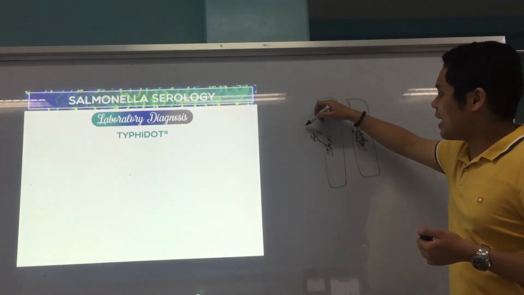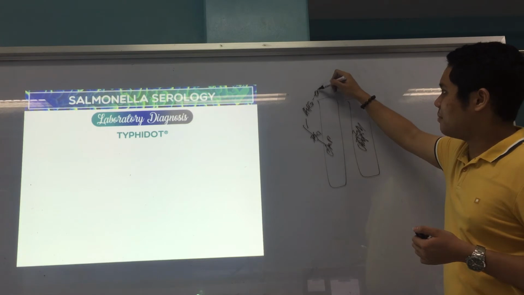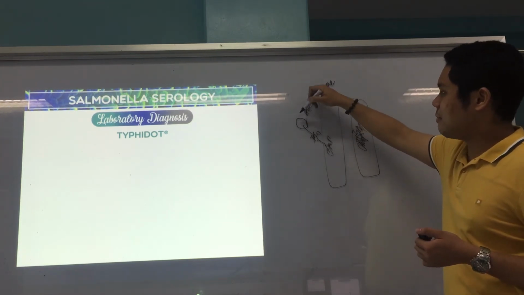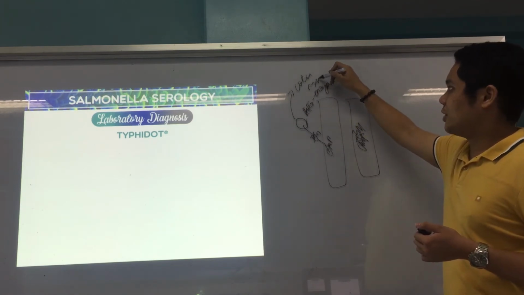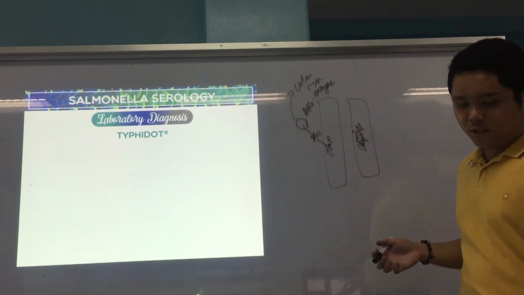And then of course, you then add your AHG reagent with enzyme. And then you add the substrate, and then they react, which will give a color reaction. Okay? So that's for Typhidot. Okay, so it's a color reaction.